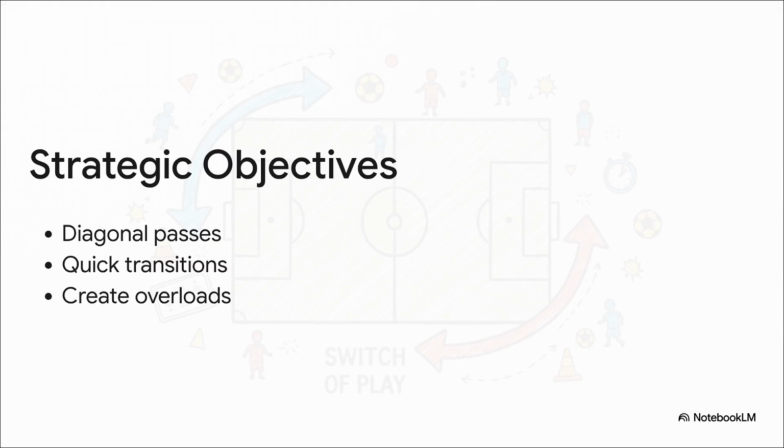When you move the ball rapidly, using those diagonal passes and cross-field balls, the defending team has to completely scramble to shift their block. And if you move it faster than they can slide over, boom, you successfully create overloads on the opposite flank. You essentially trap the defense on one side of the pitch and then ruthlessly attack the open space on the other. It's a real game changer.